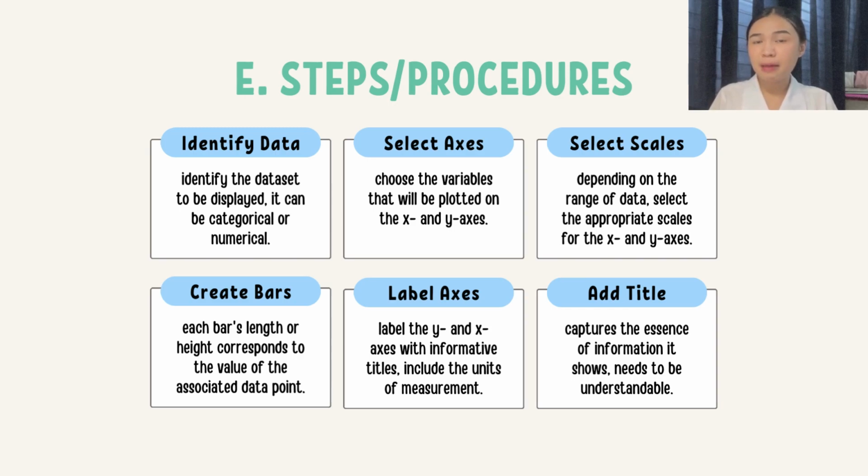The fifth step is to label the axis. Clearly label the y and x axis with informative titles. If appropriate, include the units of measurement. The last step is to add the title. Give your graph a title that captures the essence of the information it shows. The title needs to be understandable and instructive.